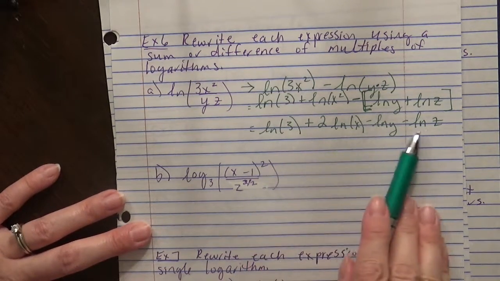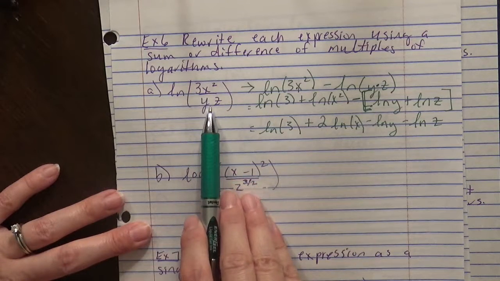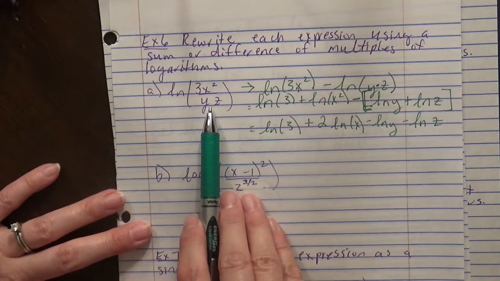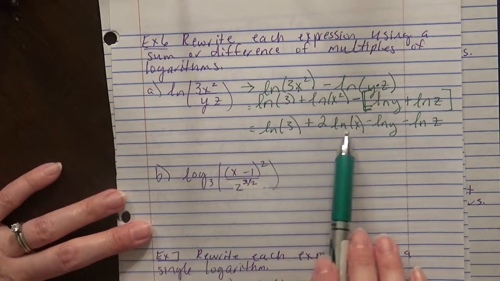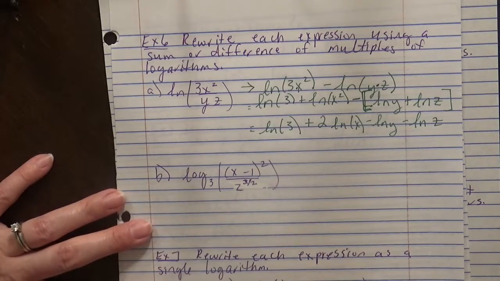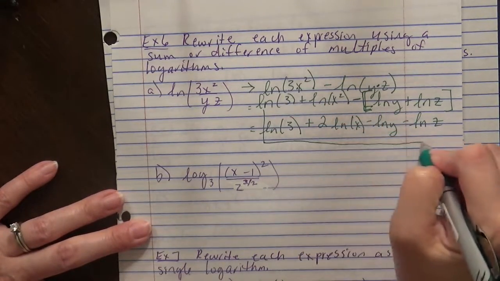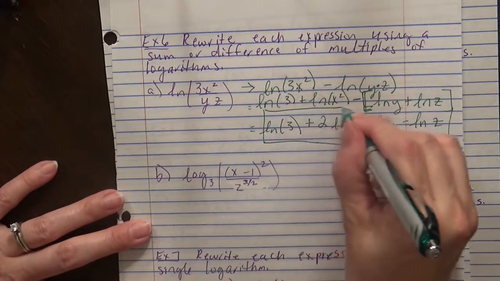If you look at what we got for our answer and you go back and look at the original problem, just think about the placement. Think about the factors that started out in the numerator and the ones that were in the denominator, and think about the signs that you see in front of each term. I'll let you think about that.